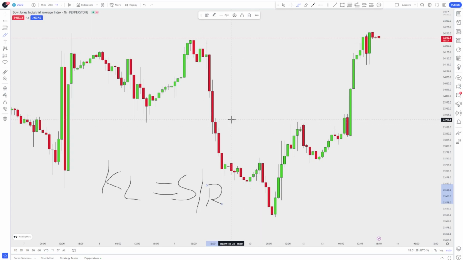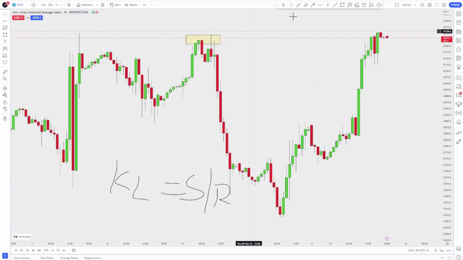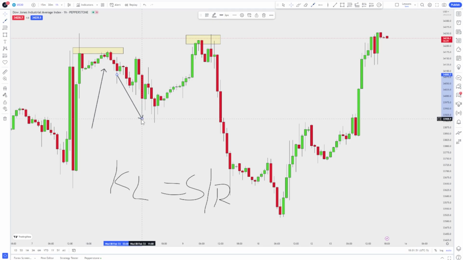So I hope you are all familiar that resistance is usually areas where the price makes a significant turn to the downside. So when price is heading upwards and then it turns all the way down, those are resistance areas. Those that I'm highlighting now are areas of resistance, because we can see that price was heading up and then all of a sudden it changed direction to move down.